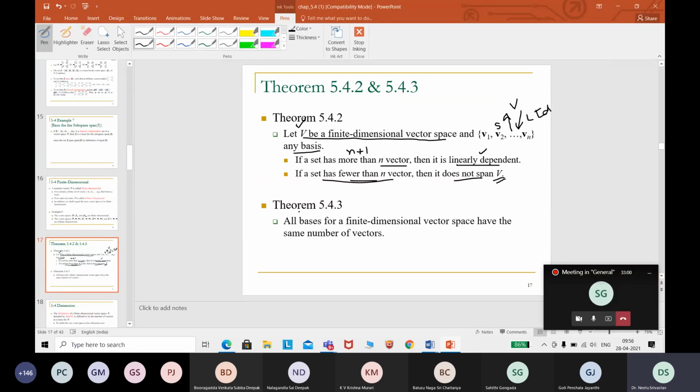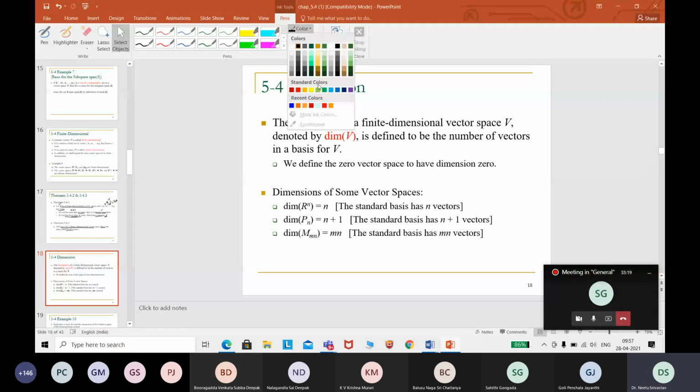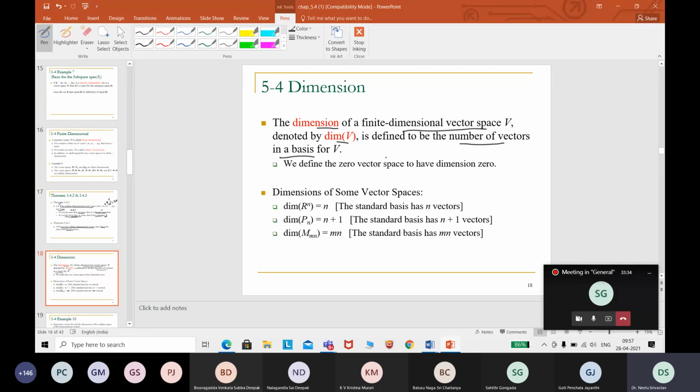We have a question on this. All bases for a finite dimensional vector space have the same number of vectors. Okay. Let's come to the dimension. How to calculate the dimension of a vector space? For the dimension, we have to find the finite dimensional vector space V, and the number of vectors in a basis will give you the dimension.